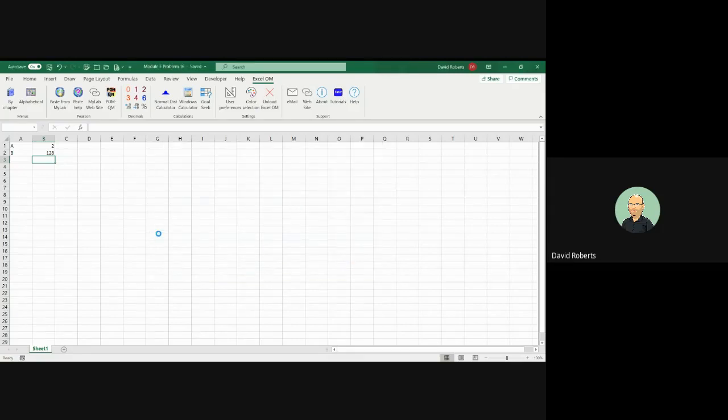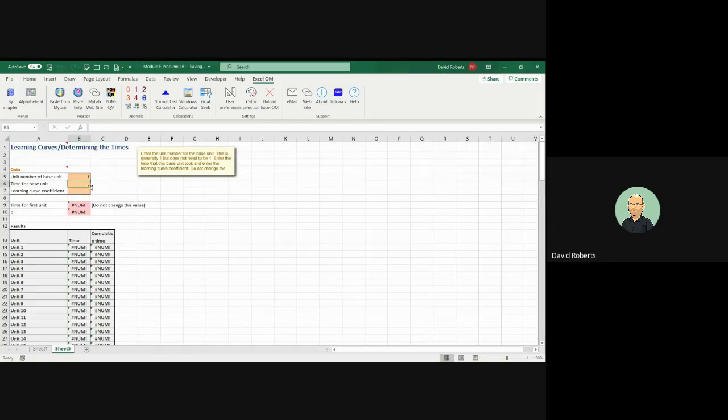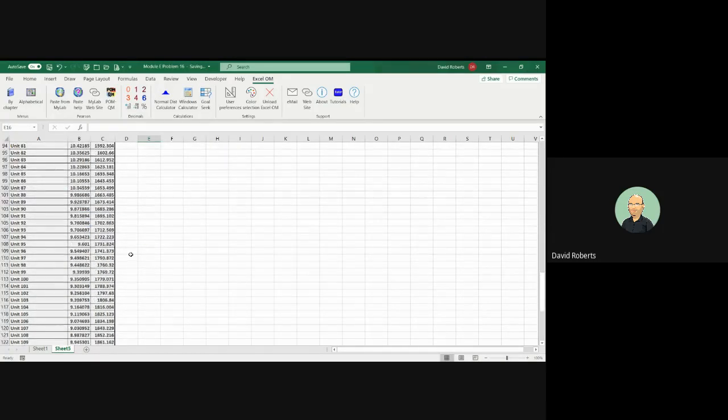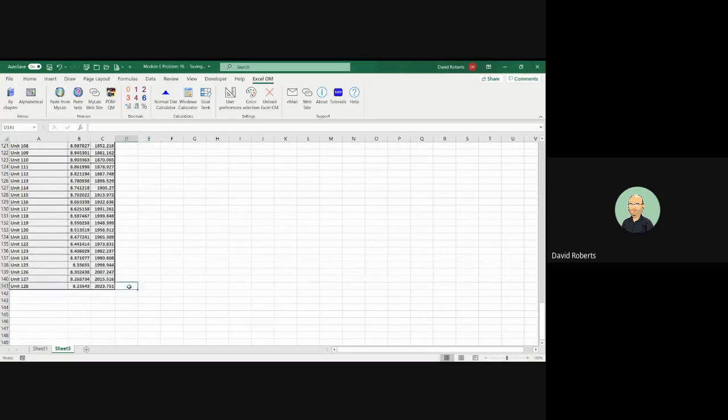So in this particular case, the base unit is 100, the time, and the learning coefficient is 0.7. So in this particular case, the answer for A, what is the expected price here, is 70. And then way down for the final unit, the answer for B is 0.23.